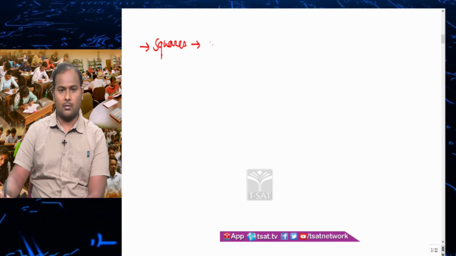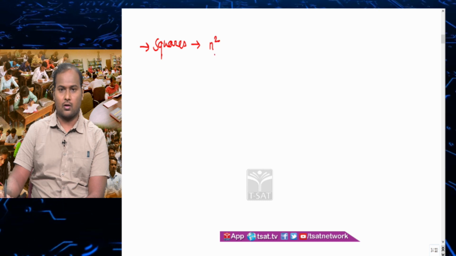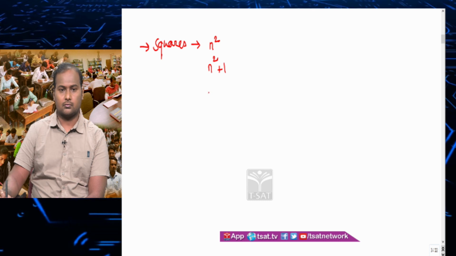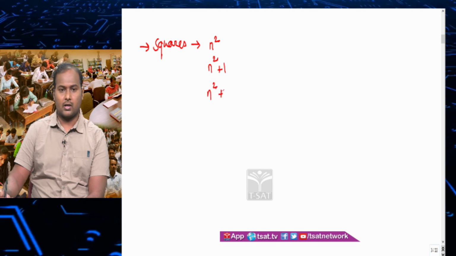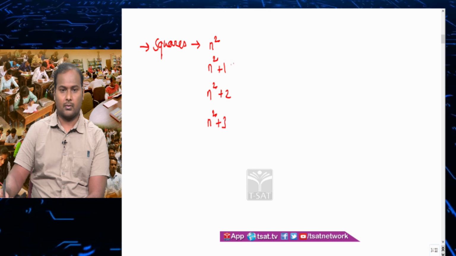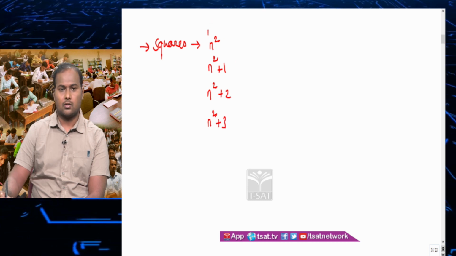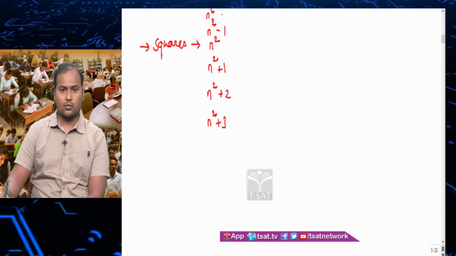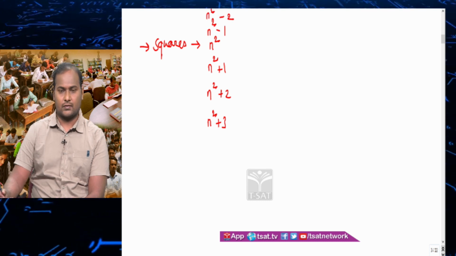This format may be an n square format, or n square plus 1 format, n square plus 2 format or n square plus 3 format. In the same way, we can expect n square minus 1 and n square minus 2 format as well.